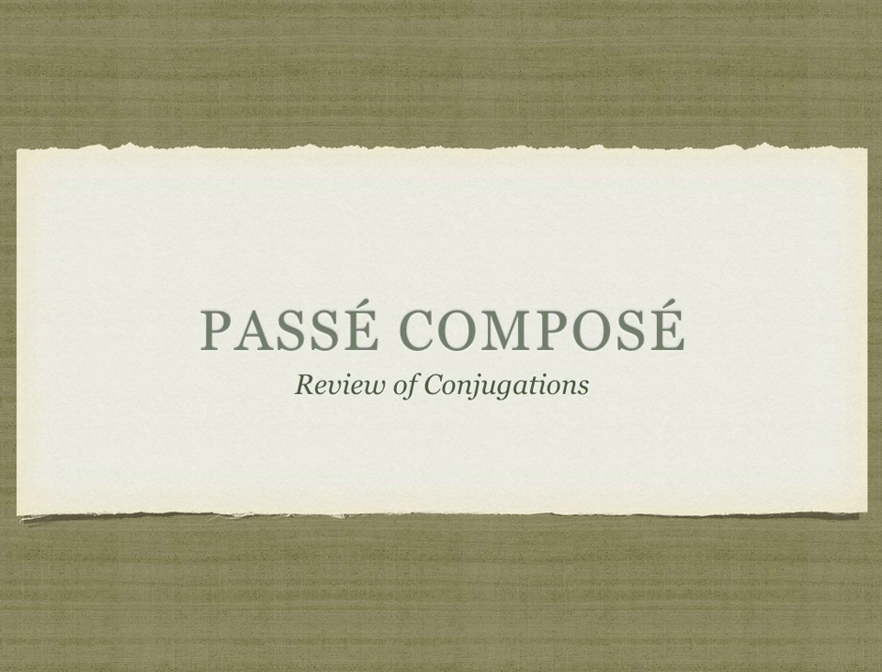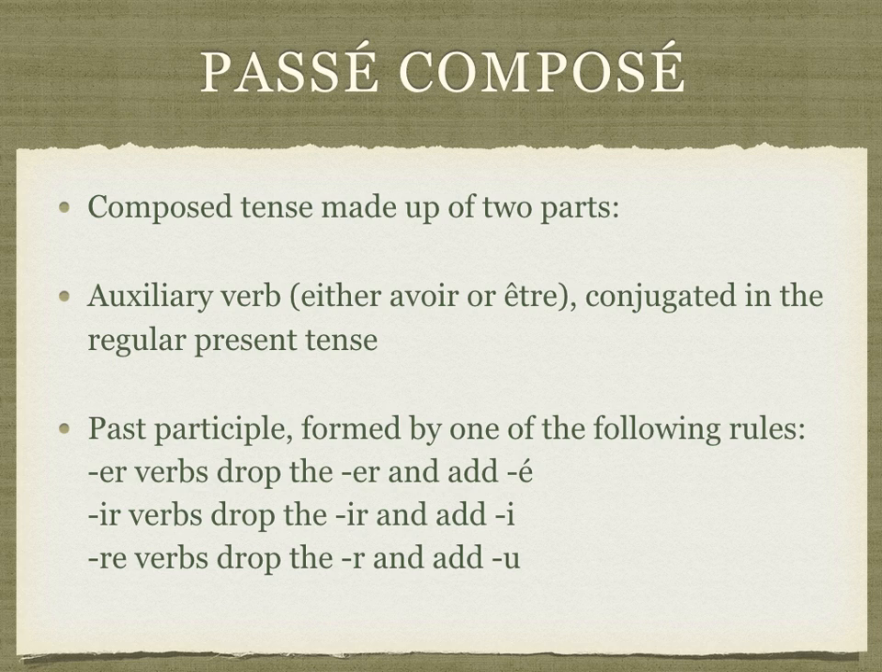A quick review of how to form the basic passé composé. So remember that passé composé is, as the name suggests, a composed tense made up of two parts. An auxiliary verb, which is either être or avoir, and is always conjugated in the regular present tense, followed by a past participle. There are irregular past participles, but all of our regular past participles are formed by one of the following rules.